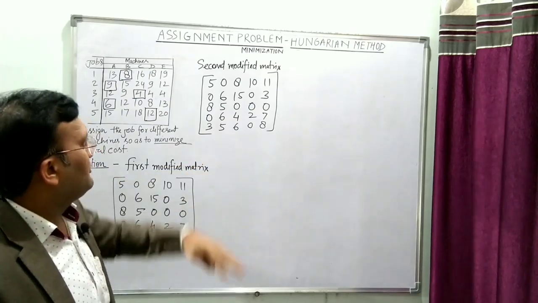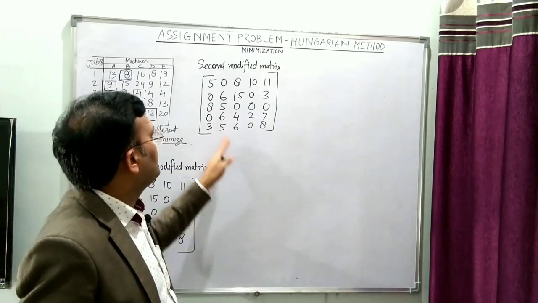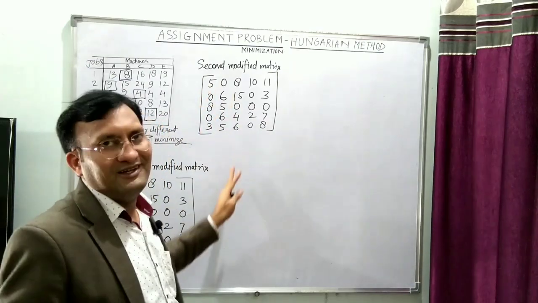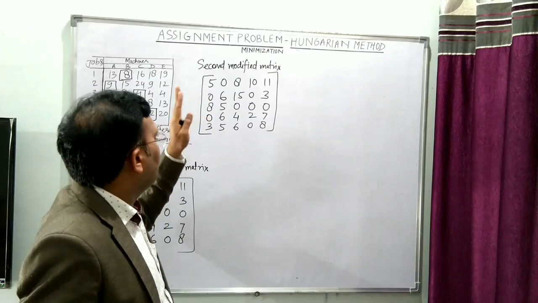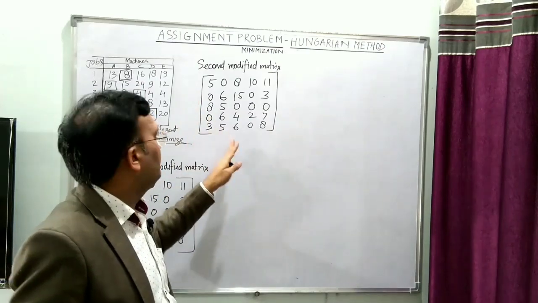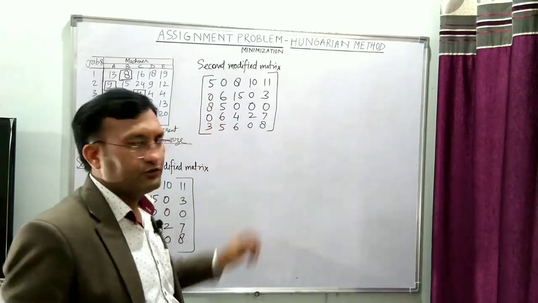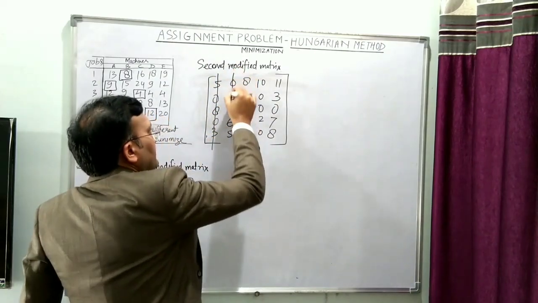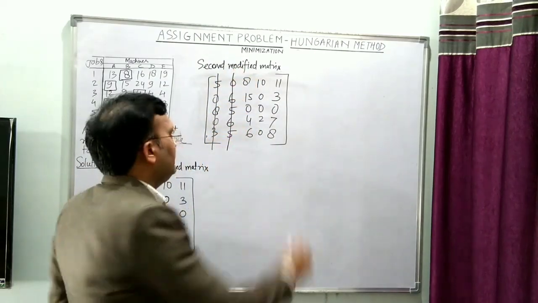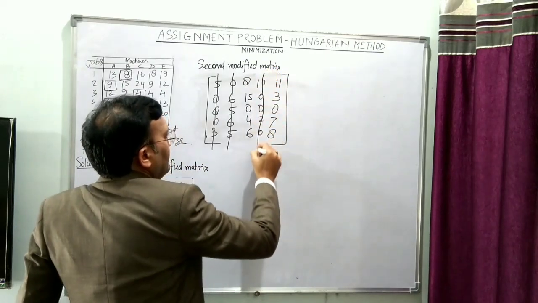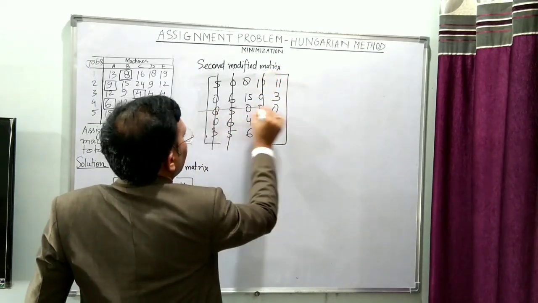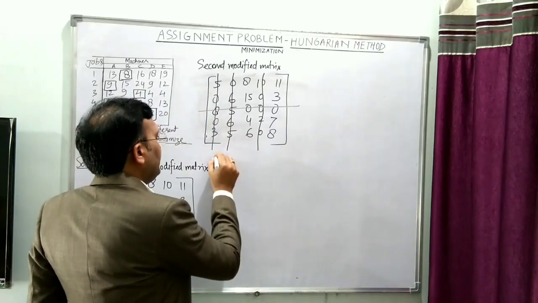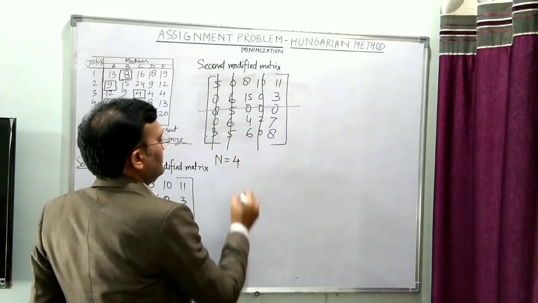Now further, what procedure do we need to do? We need to draw the minimum number of lines in order to cut all the 0s. That means our number of lines should be minimum and we have to cover all the 0s. So we have drawn this line, right? Then we have drawn this line, correct? And then this line, and lastly this. So see, the number of lines capital N is equal to 4, right?